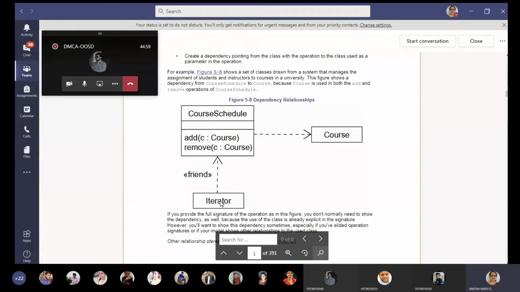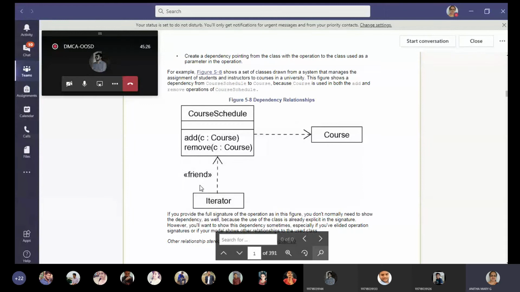Instructors. Okay, faculty. So faculty depend on the course schedule. Is it not so? If the classes are not scheduled, accordingly we have to follow. If it is not scheduled, we cannot start according to our own wish. So that's why an instructor or iterator depends on the course schedule.